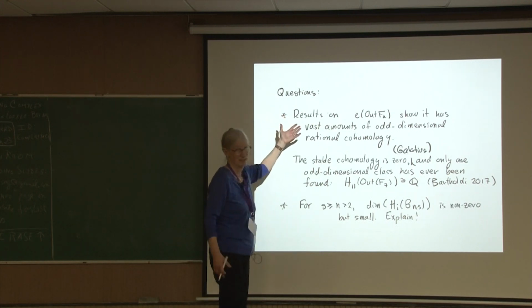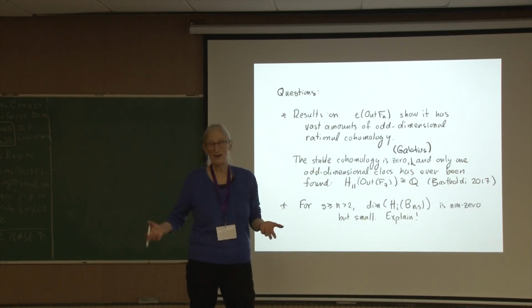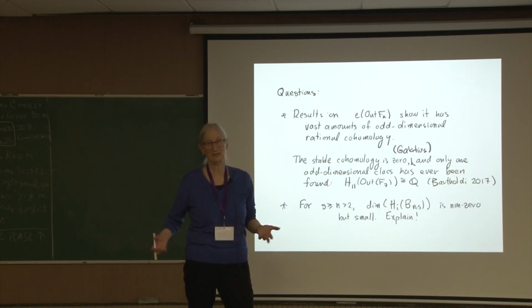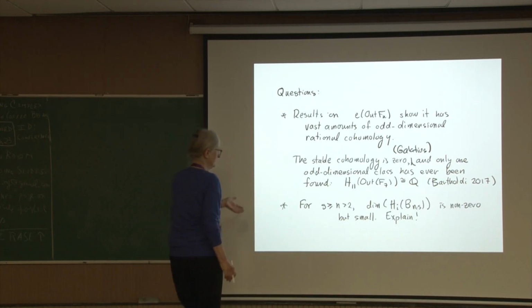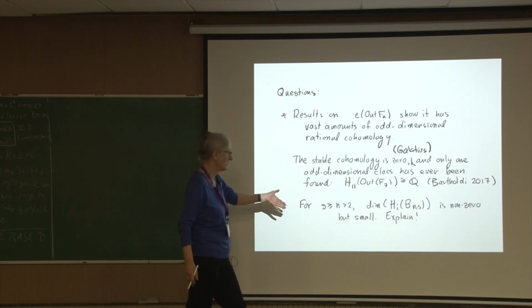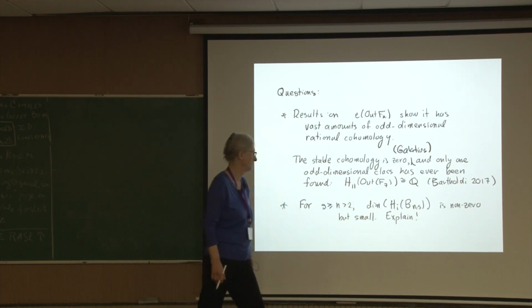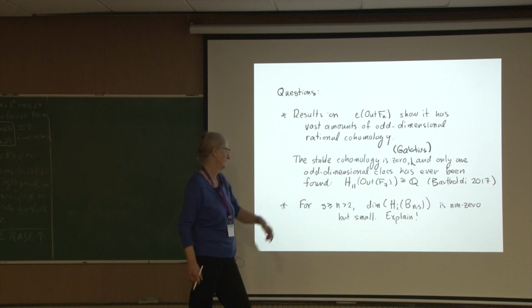Right, so the elephant in the room here is, where's all this cohomology coming from? And then this new computation: we have the fact that this is non-zero, but it's very small. It drops dramatically after n gets past s. That's also a question that I would really like to understand.